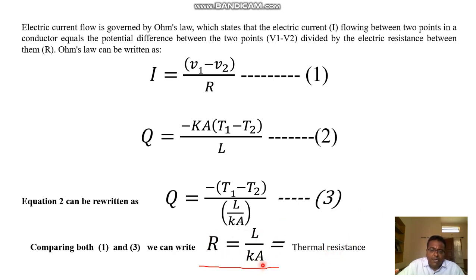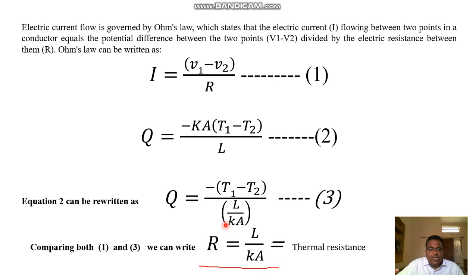In a similar manner, if A increases, then since it is in the denominator, this entire ratio will become less, hence the thermal resistance will become less and more heat will flow in the conductor.